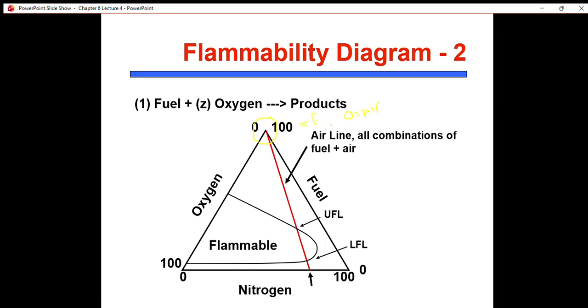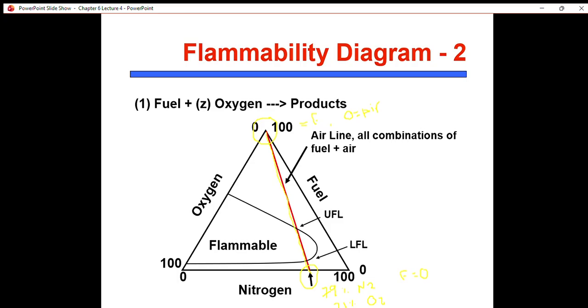And the other extreme scenario is when you have the classical air only, which is 79% nitrogen and 21% oxygen, and the fuel equal to 0. So the airline, which is normally drawn in this diagram and is always a fixed line, gives you all the possible combinations that can be composed upon the mixture of fuel and air.